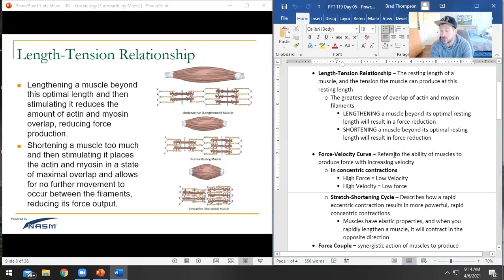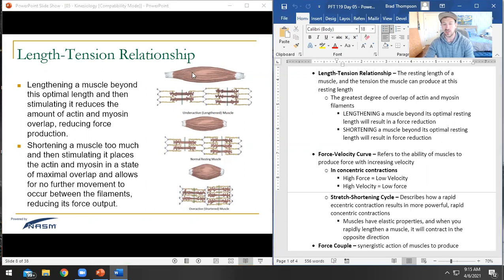Force reduction, you'll lose force, right? You are going to lose your ability to produce force. So we do not want to over lengthen our muscles, right? That's what we call an underactive muscle. It's a muscle that can't contract even though it's supposed to. And then we see shortening too. Shortening a muscle beyond its optimal length means there's too much overlap, and that's also going to result in a reduction in your muscle's ability to produce force.